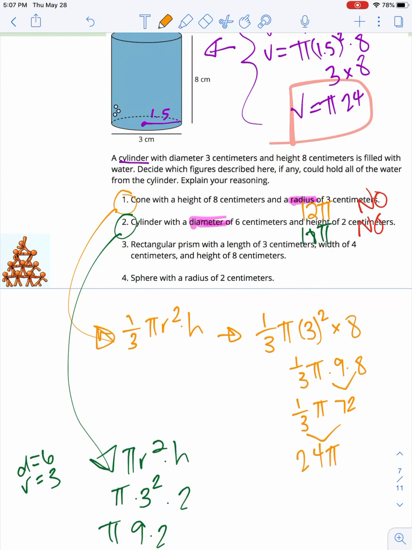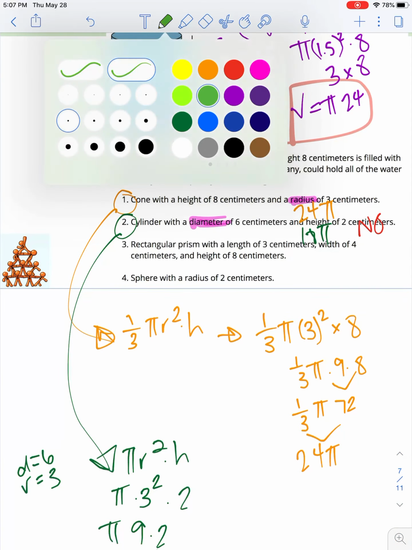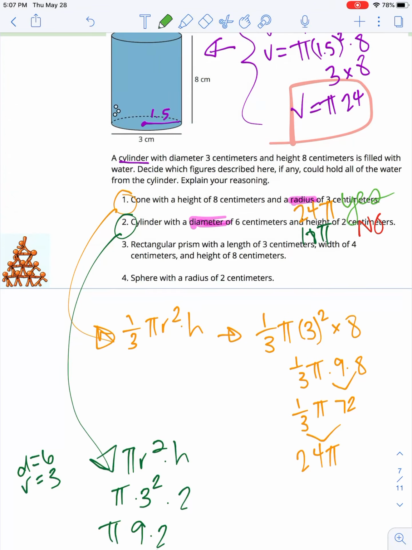I'm really sorry. See, that's what happens when you always want to be right. This is 24. Calculator was beating me on that. So that would be yes, right? Because it's the same. It can hold it. That would be yes. But the other one is 18 pi.